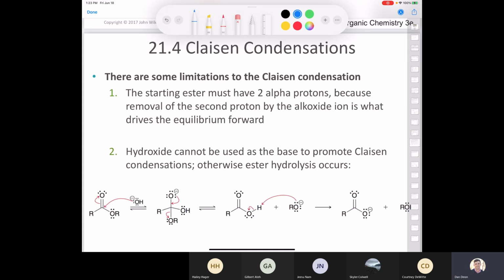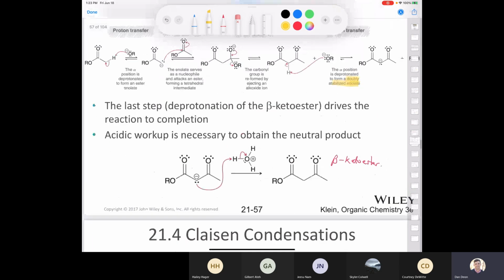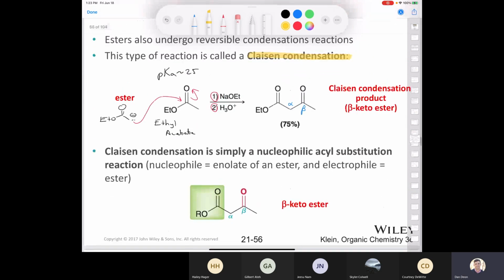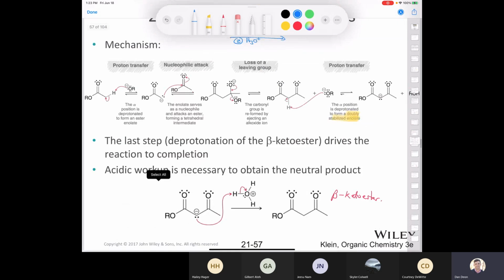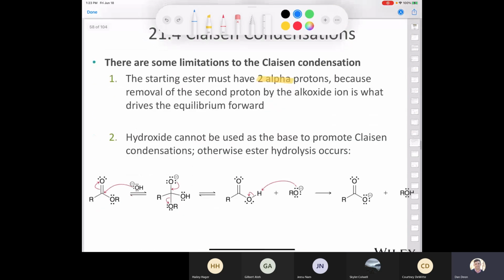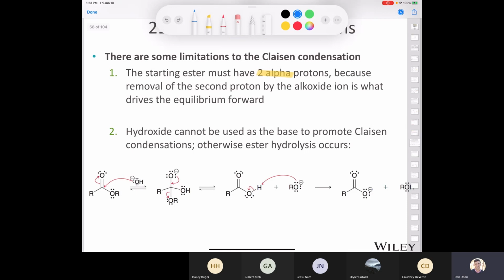In order to form that doubly stabilized enolate, your starting ester has to have 2 alpha protons, right? If you go back here and look at the first example, you can see that this ester has 3 alpha protons, 1, 2, 3, like that. But you've got to have a minimum of 2, right? Because you end up ripping off the first one in the first proton transfer to make the enolate, but then you rip off a second one when you form the doubly stabilized enolate. So you've got to have at least 2 alpha protons, okay?